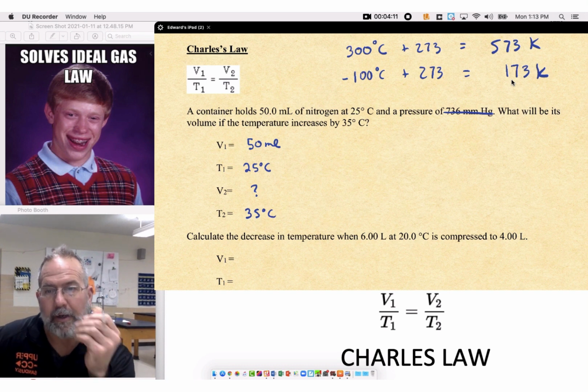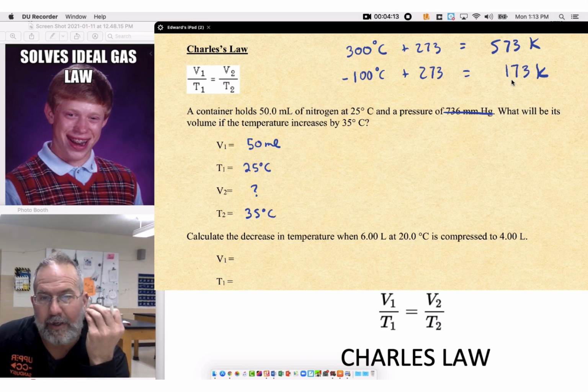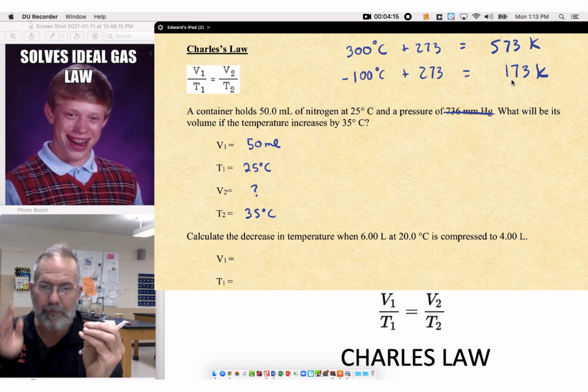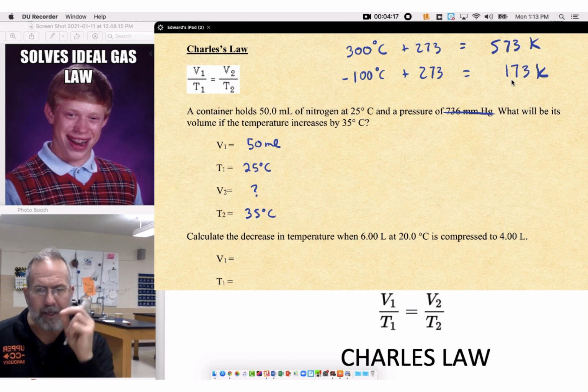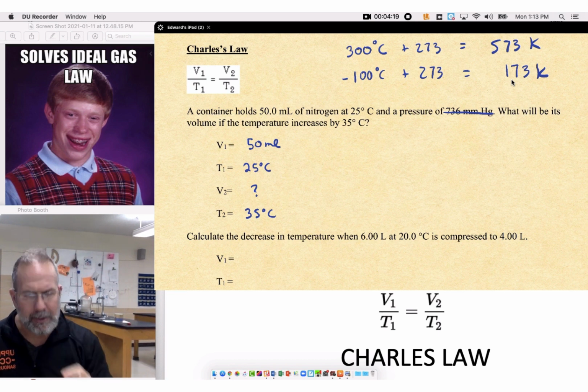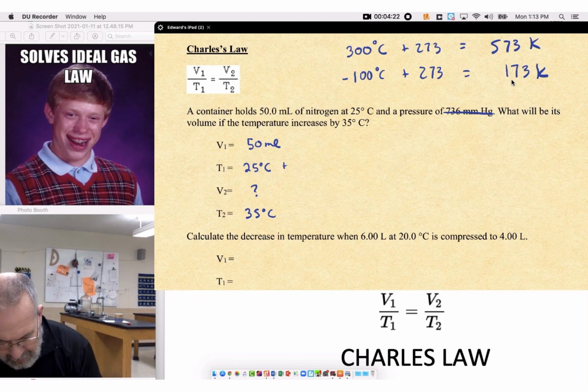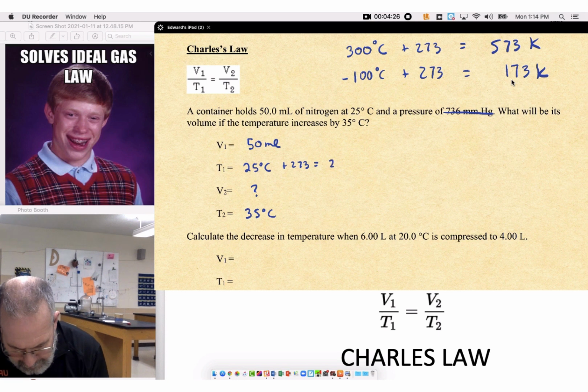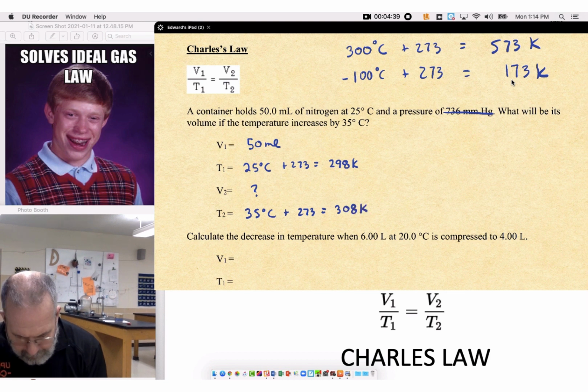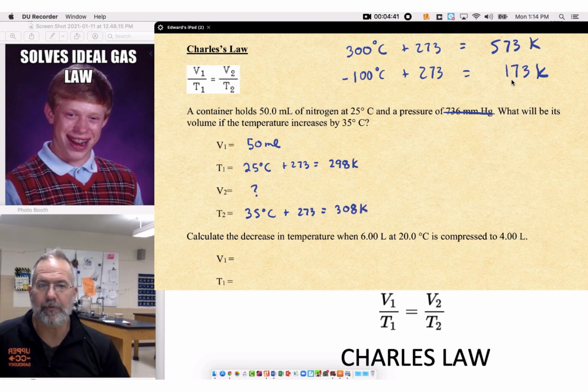Now, again, we have to make sure that we have consistent labels, and we have to make sure that temperature is in Ks. So let's change those temperatures, add 273. And so that should be 298, and 273 plus 35 should be 308. All right, and we're solving for V2.